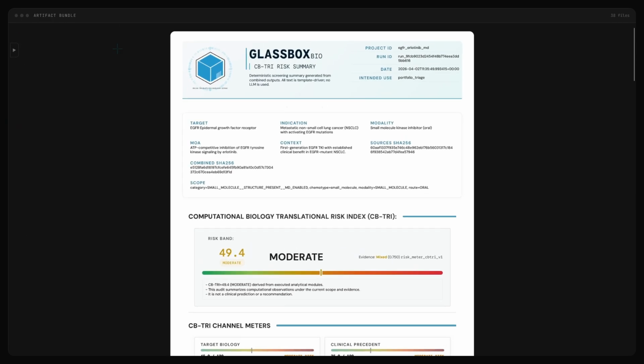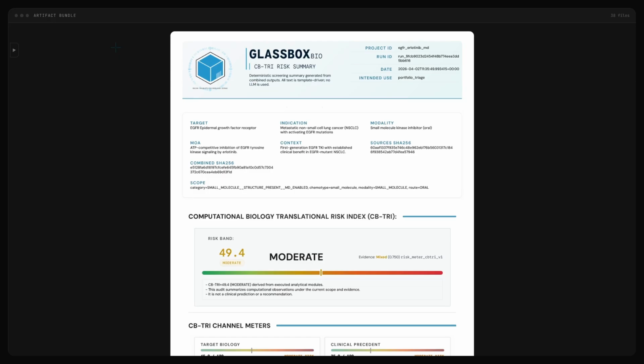The core of the report is the Computational Biology Translational Risk Index, which gives you structured decision support across every major pressure channel in the program. Around that index, the system generates a full evidence dossier, investor-grade documentation that traces every finding back to its source data, its confidence level, and its analytical provenance.